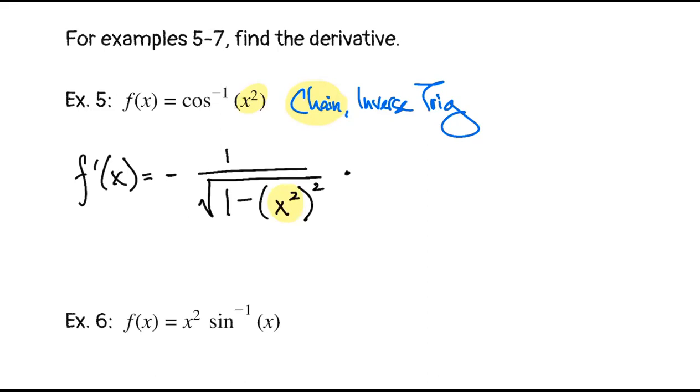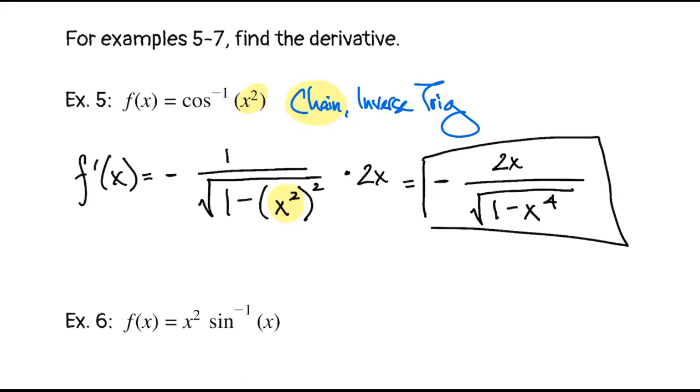And then we can say, now let's multiply by the derivative of x squared, which gives us 2x. Okay. If we pack this up into a single fraction, we'll get negative 2x over the square root of 1 minus x to the 4. And that is our derivative.